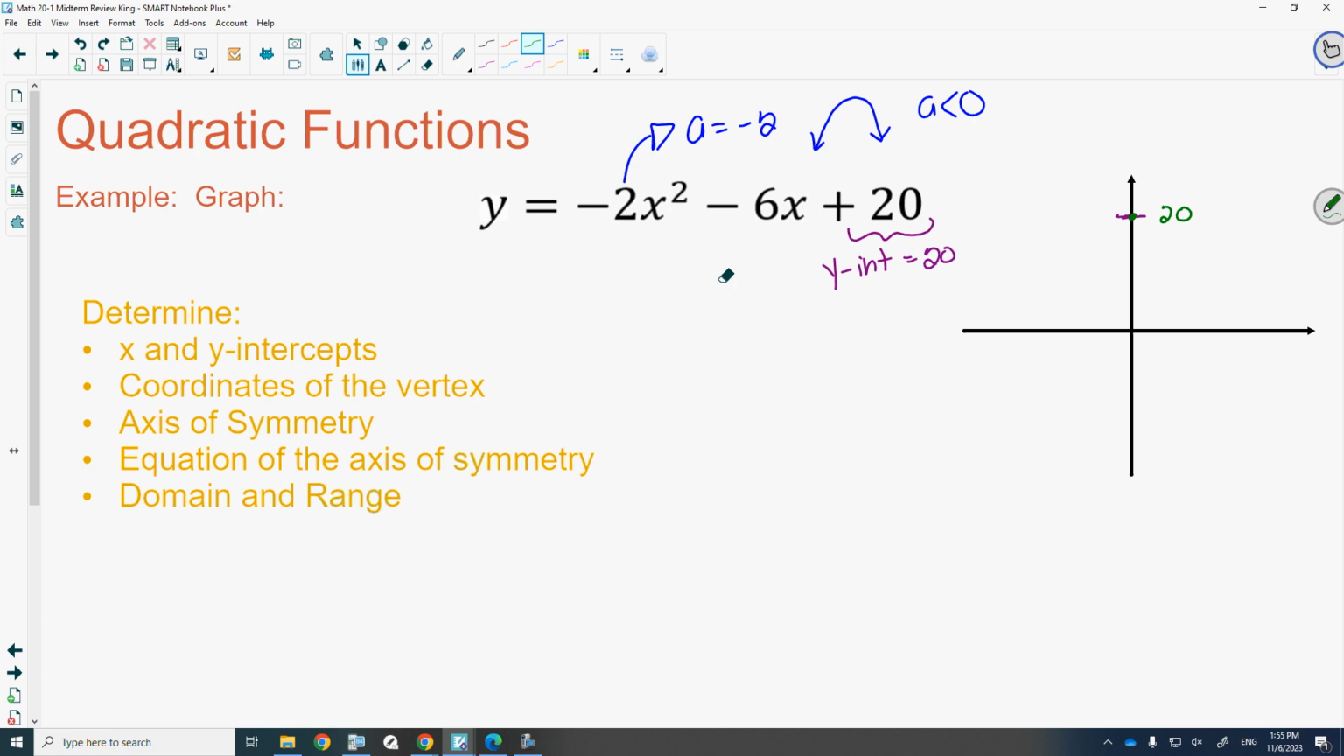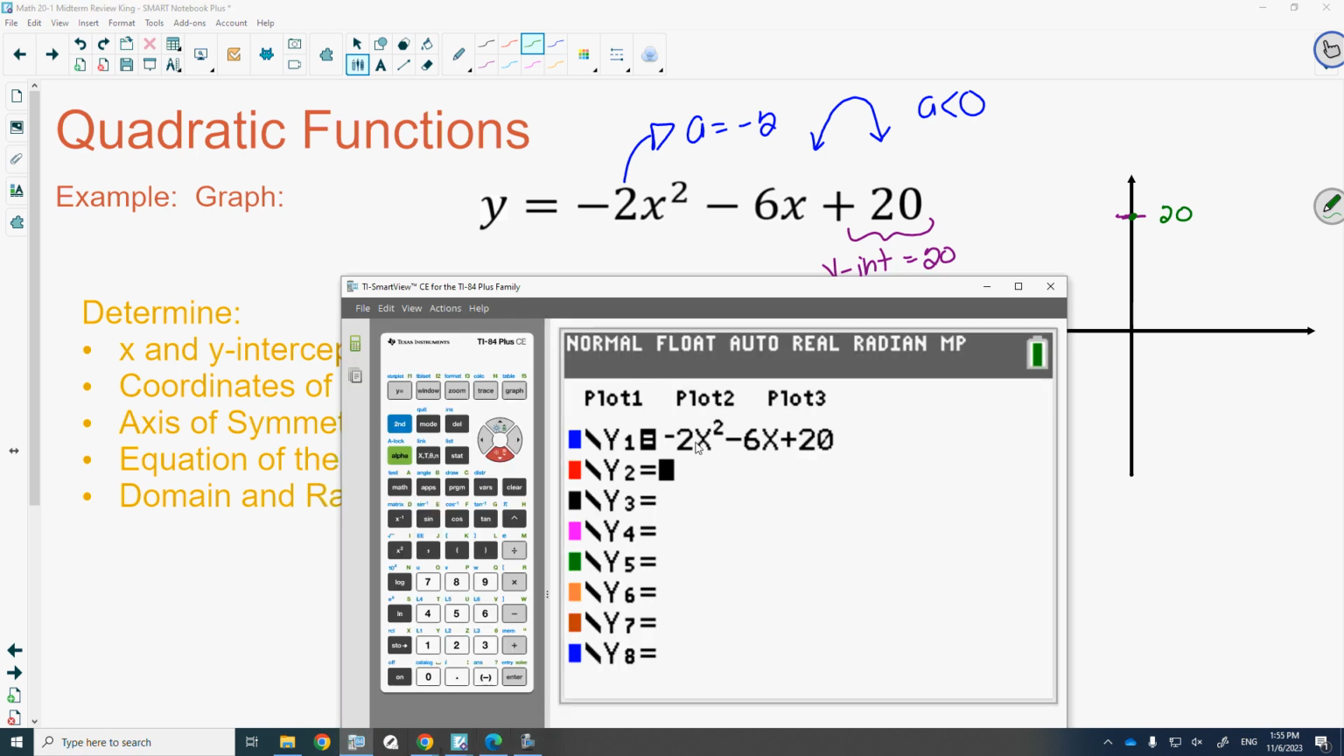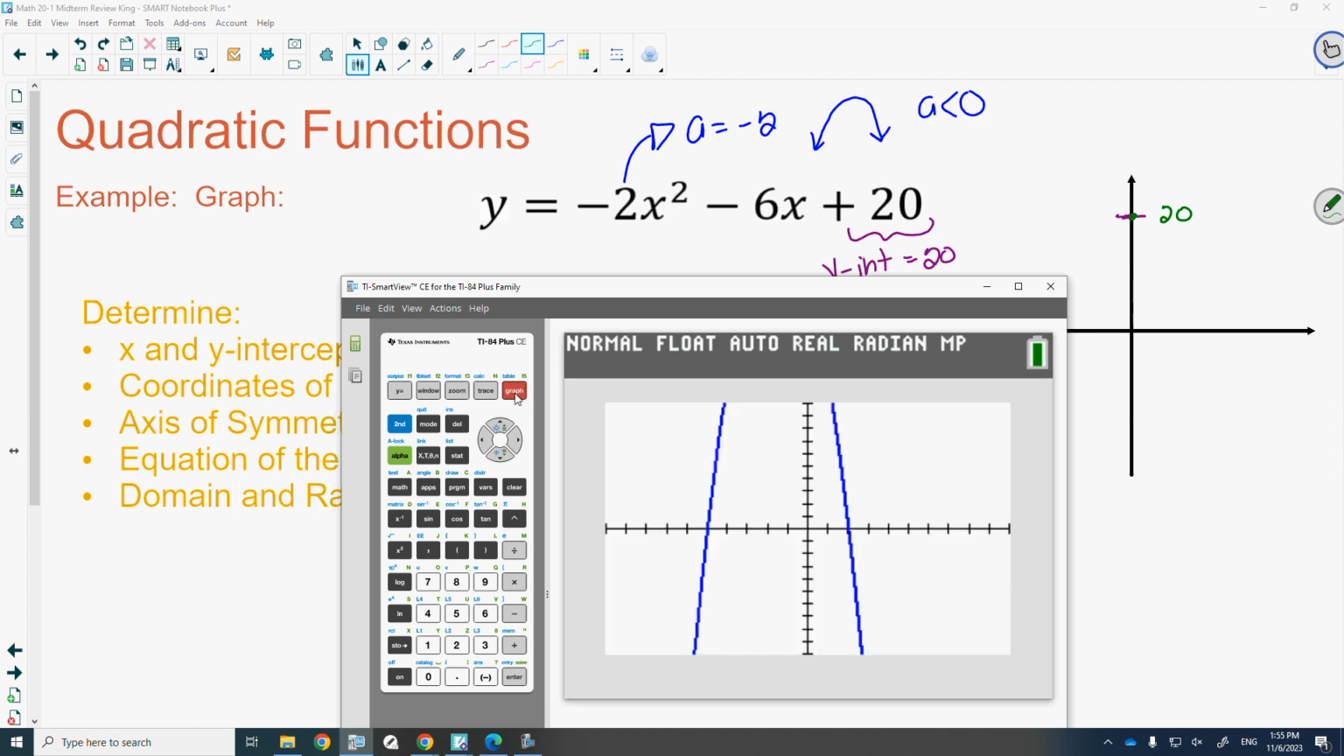So first, let's make sure we can punch everything into our calculator. In y1, let's enter this quadratic equation: negative 2x squared minus 6x plus 20. When we graph that, here's our quadratic opening down. It looks like we could see our two x-intercepts at 2 and negative 5.